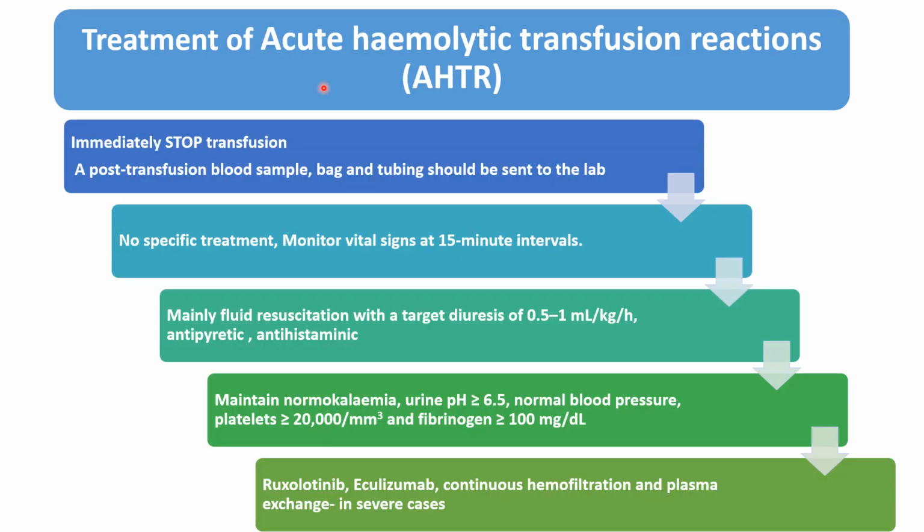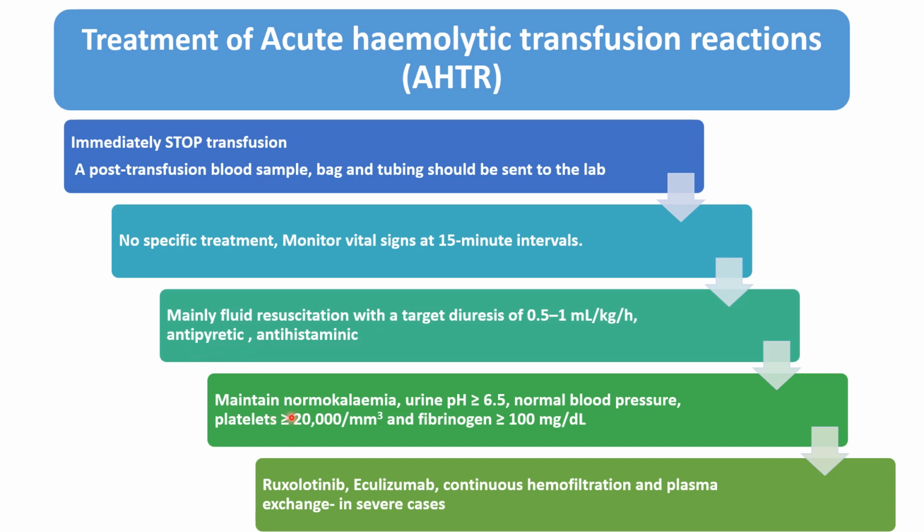For the treatment of acute hemolytic transfusion reaction, immediately stop the blood transfusion. Send the post-transfusion blood sample and also send the bag and tubing to the lab. There is no specific treatment. We have to monitor the vitals at 10 to 15 minute intervals. We have to mainly resuscitate the patient with fluid therapy, and we should target diuresis, urine output at least 0.5 to 1 ml per kg per hour. Antipyretic and antihistaminic are given for symptomatic treatment.